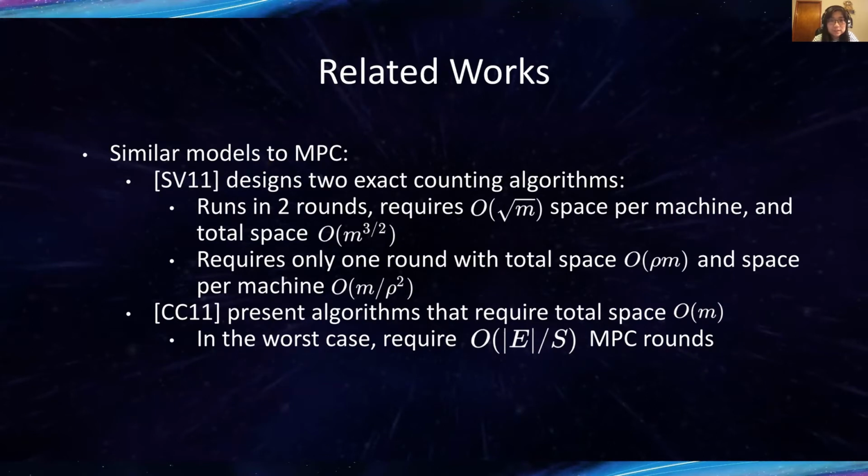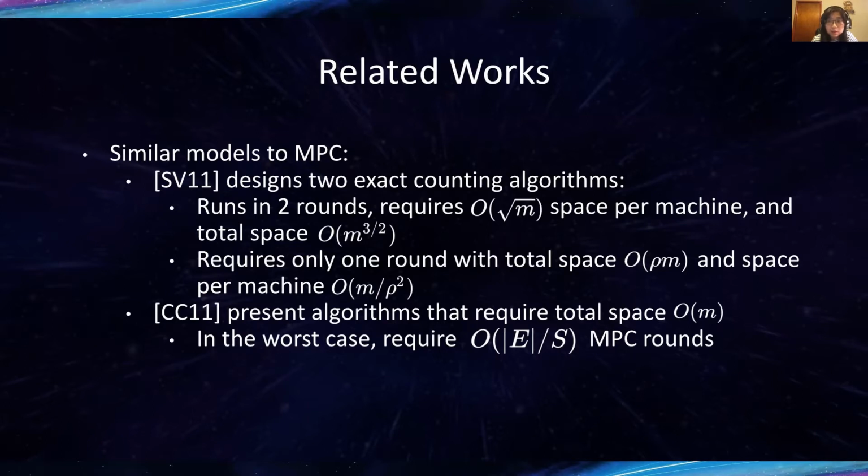Suri and Vassilvitskii designed two algorithms for exactly counting the number of triangles. Their first algorithm runs in 2 rounds and requires O of square root of m space per machine, and total space O of m to the 3/2. Their second algorithm requires only 1 round using total space O of rho times m and space per machine O of m over rho squared. Therefore, for this algorithm to allow for polynomially less than m space per machine, it has to allow for total space which is polynomially larger than m.